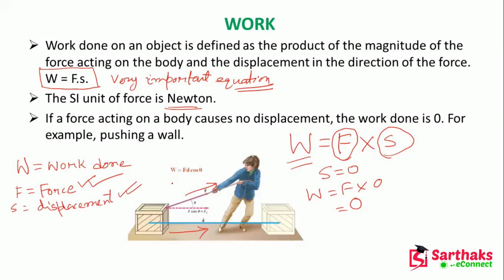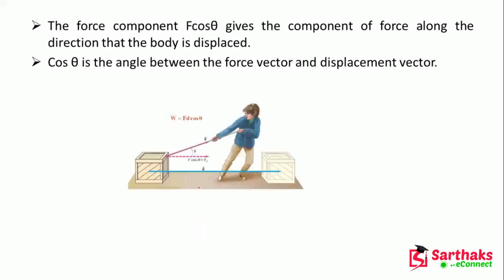So if the force acting on a body causes no displacement, work done is 0, and why 0? I have already described. If you are pulling or pushing any object, there should be displacement, and there should be some value of the displacement. Unless that happens I will not tell you that you have done some work, right? Okay, is it clear? Now, next.